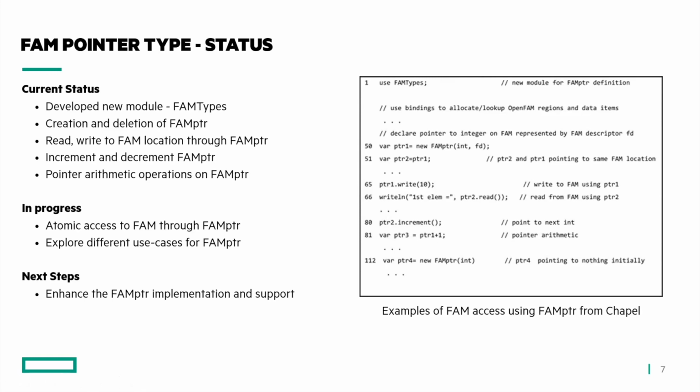The implementation also allows creating a FAM pointer to point to null, or nothing on FAM, initially by skipping the optional argument, which is the FAM descriptor. And we can make the pointer point to a valid location on FAM later by calling a certain method on the FAM pointer. So with this, we have completed the initial implementation of the FAM pointer, and we are currently in the process of enhancing the initial implementation.